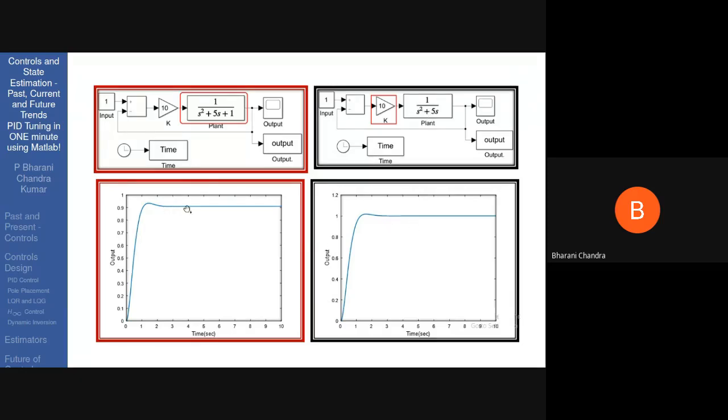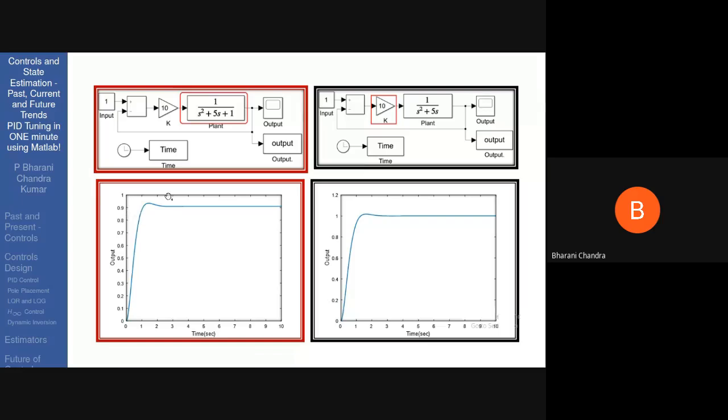Here you can see that though all the remaining specifications are very much similar, the steady state error is not 0. That means I want this output to go to 1, but it is settling at 0.9. That means around 10% steady state error. So the steady state error here is 0, whereas the steady state error here is not 0.